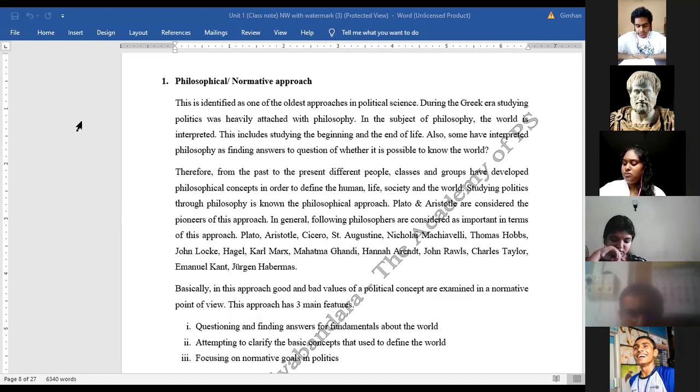Plato and Aristotle are considered the pioneers of this approach. In general, the following philosophers are considered important in terms of this approach. Plato, Aristotle, Cicero, St. Augustine, Niccolò Machiavelli, Thomas Hobbes, John Locke, Hegel, Karl Marx, Mahatma Gandhi, Hannah Arendt, John Rawls, Charles Taylor, Immanuel Kant, Jürgen Habermas.